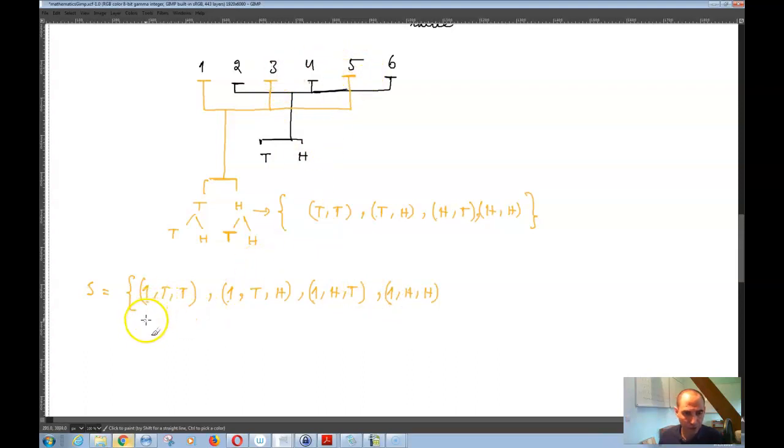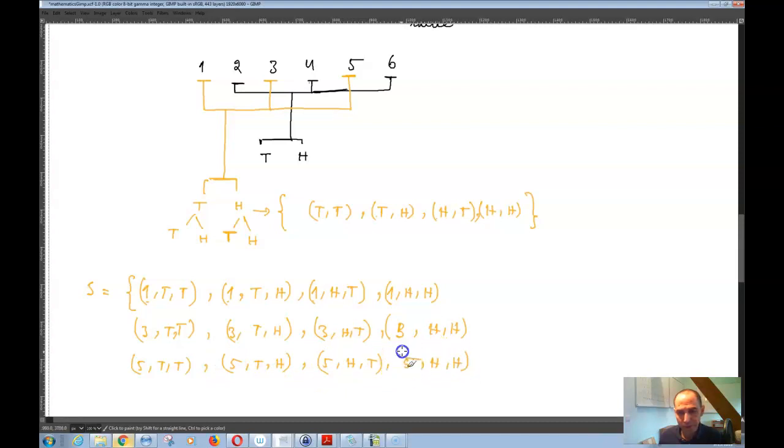of 3 and 5 as well, meaning that you could have 3 and tails, for example, 3 tails, heads. You could have 3 heads, tails. You could have 3 heads, and you could have 5, again the same thing here. So 5 tails, 5 tails, heads, 5 heads, tails, and 5 heads. So that's a 3 over here.